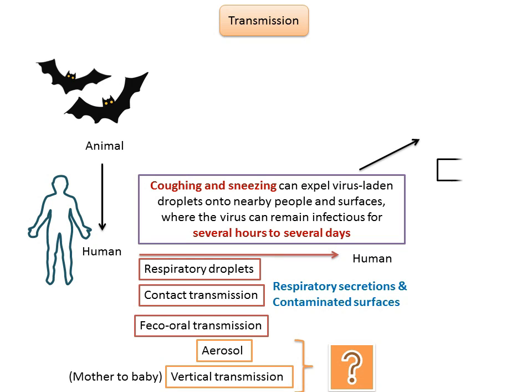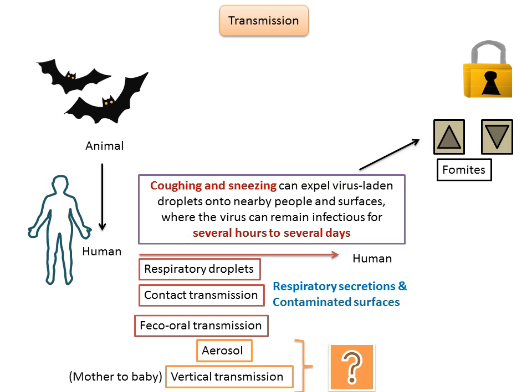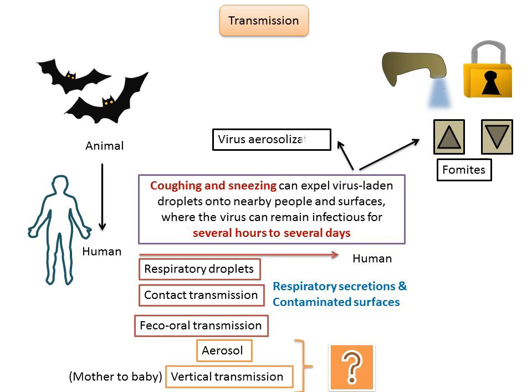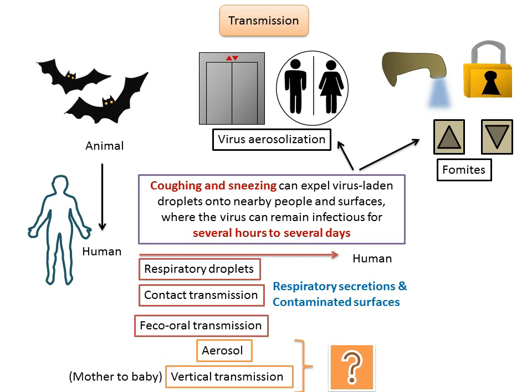According to the report, the rapid spread of SARS-CoV-2 could have resulted from spread via fomites, for example elevator buttons or restroom taps or locks, or virus aerosolization in a confined public space such as restrooms or elevators.